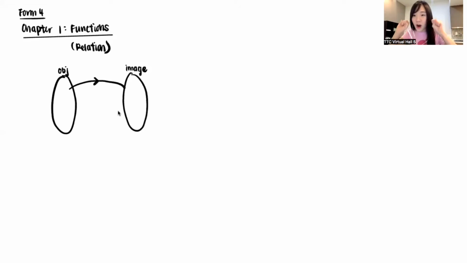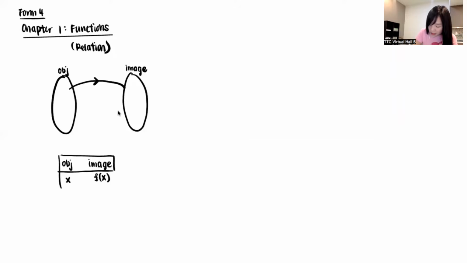Does anyone remember the object? What do we call it? Very good, Shamrita. Object, we always call it x. For those who don't know, I'll write it here. Object, we always call it x. Then guys, image, we always call it what? Very good, Shamrita. We always call it f(x), but of course it doesn't have to be f(x). It can be g(x), h(x), whatever they like. But usually it's f(x), okay, guys.